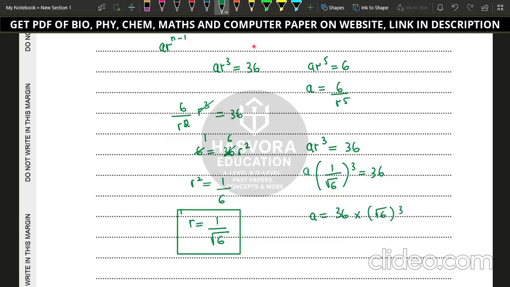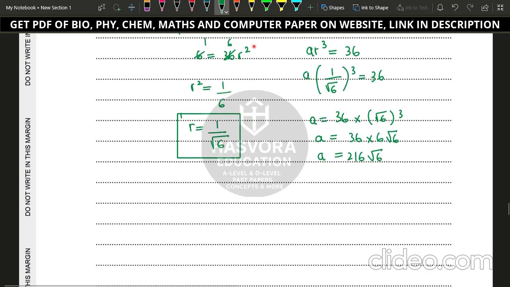So this will become a is equal to 36. Under root 6 into under root 6 will be 6, and then we have an additional under root 6, so it will become 36 into 6 under root 6. This will become 216 into under root 6. It will be equal to a. Okay, and now we actually need the sum to infinity.